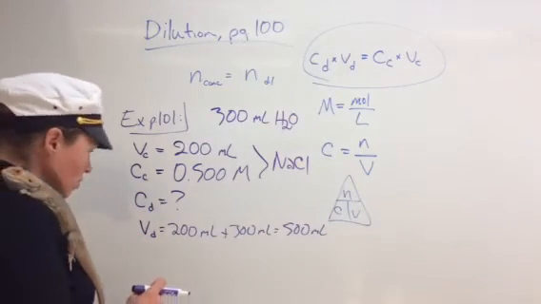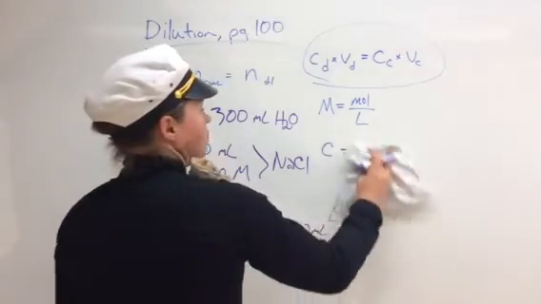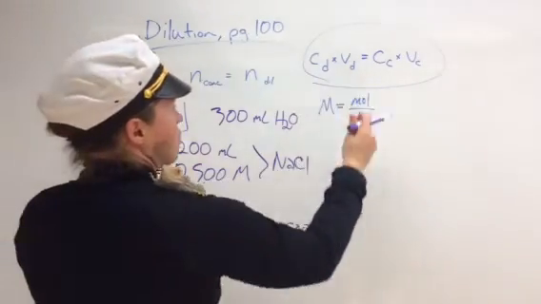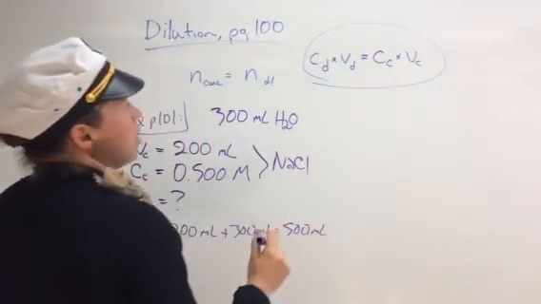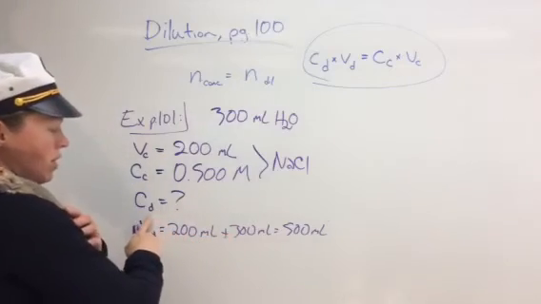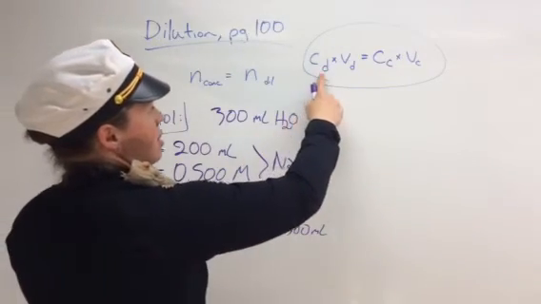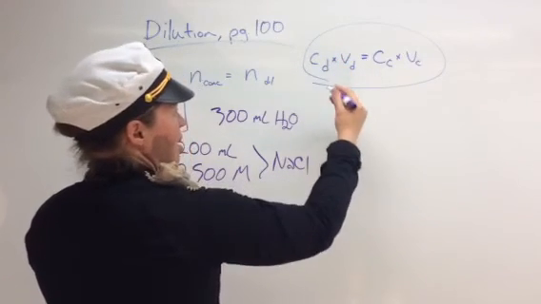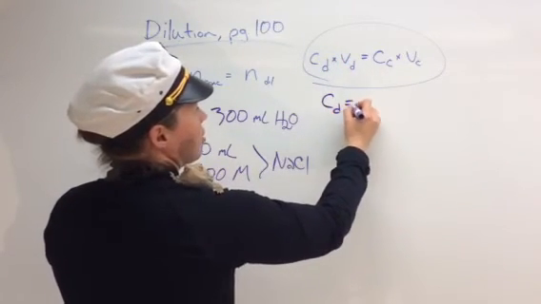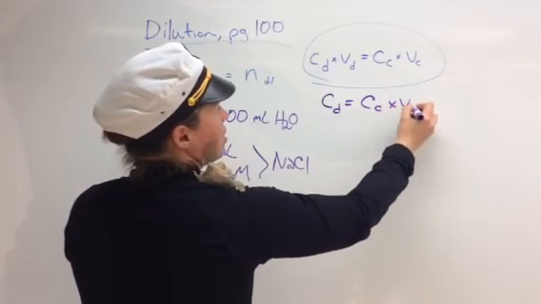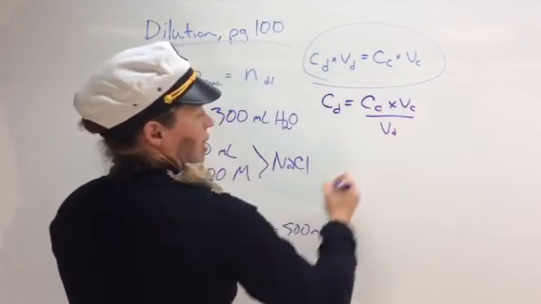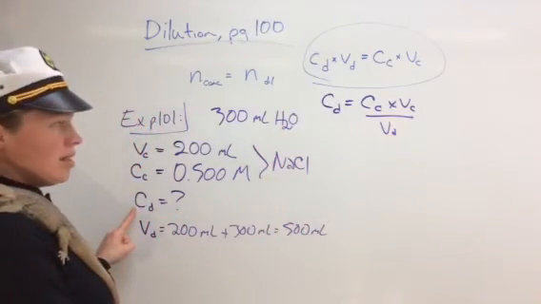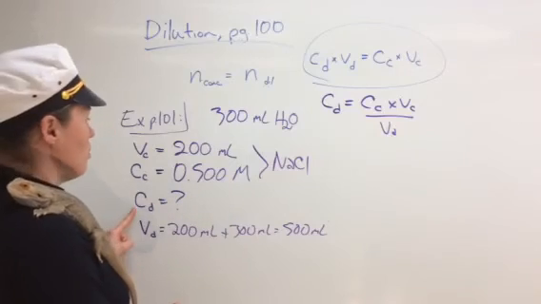What I'm going to do is combine them using this formula, but I need to isolate for this variable, for the CD. So this is CD times VD equals all that. So if this is being multiplied, I'm going to change my formula around, put it on the other side, and divide it. Like that. So now I've arranged my formula so that what I want is by itself, and I can just throw in the numbers.